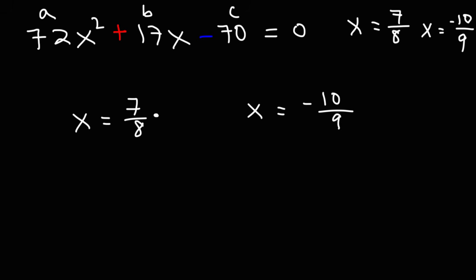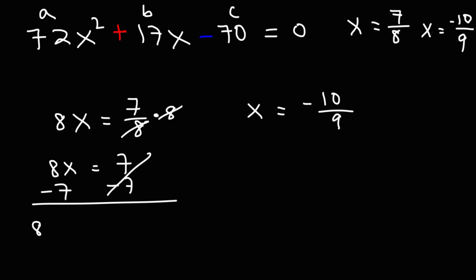Now from this point, we need to get a 0 on one side of the equation. To do that, I'm going to multiply both sides by 8 for the first equation. Here the 8's will cancel and I get 8x is equal to 7. Next, I'm going to subtract both sides by 7. So on the left, I'm going to get 8x minus 7, and on the right is 0. You can't really combine these terms because they are unlike terms.